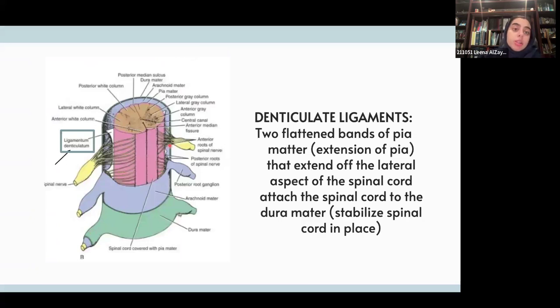What creates stability in the spinal cord? The ligamentum denticulatum, which is basically folds of pia mater. The folds of pia mater help keep the meninges in place and stabilize the spinal cord in general.